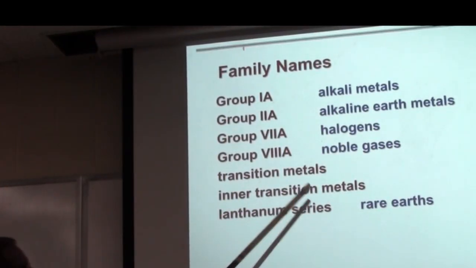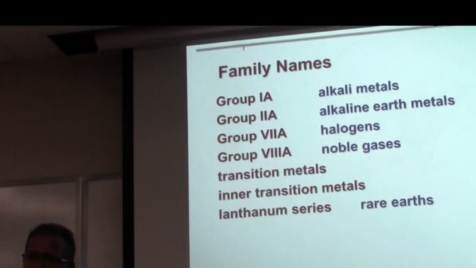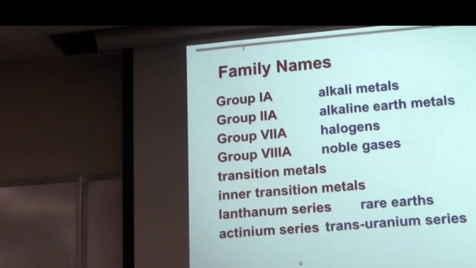Together, the lanthanide series and actinide series are called inner transition. In transition metals, 3D electrons are filled, then 4D. In actinides and lanthanides, 4F and 5F orbitals are filled, inner orbitals. The F orbitals are deeper than D orbitals. The actinide series is also called the trans-uranium series. Uranium is one of them.